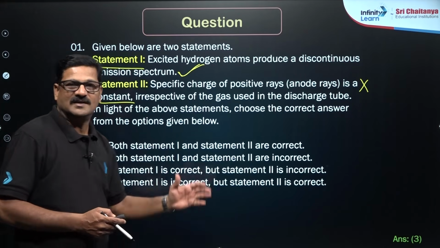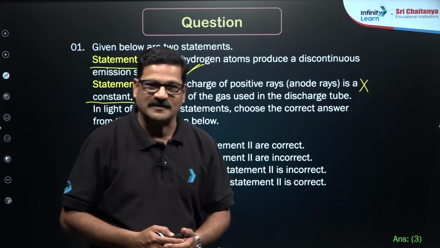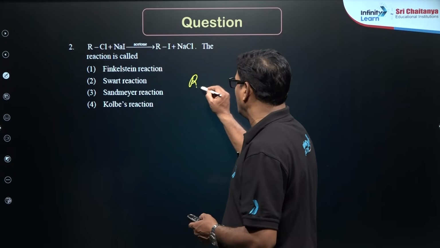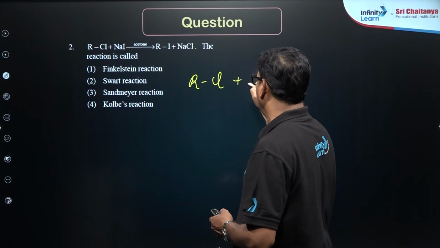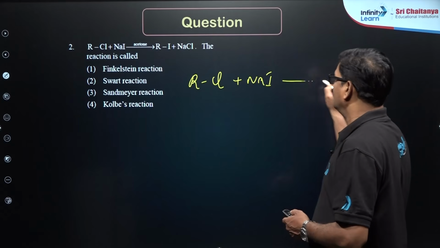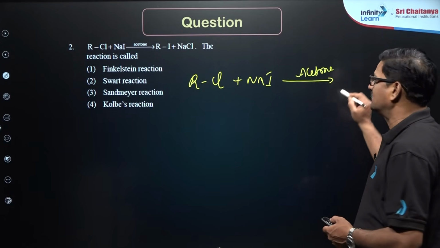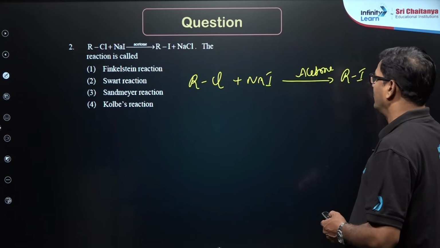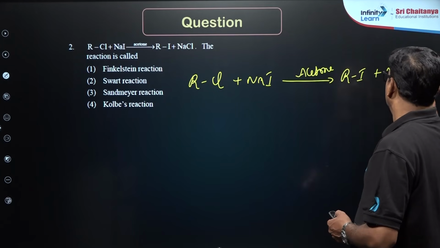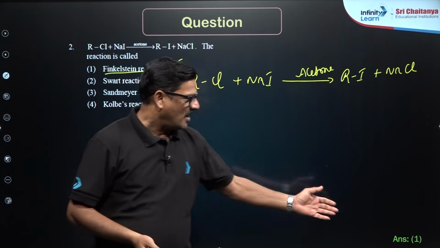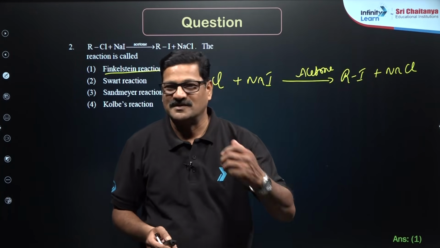So option 3 is the correct answer for this question. This is another named reaction type question. When alkyl chloride is treated with sodium iodide in the presence of acetone as a solvent, it follows an SN2 reaction. You are going to get alkyl iodide plus sodium chloride. This reaction is popularly known as the Finkelstein reaction. So option 1 is the correct answer for this question.